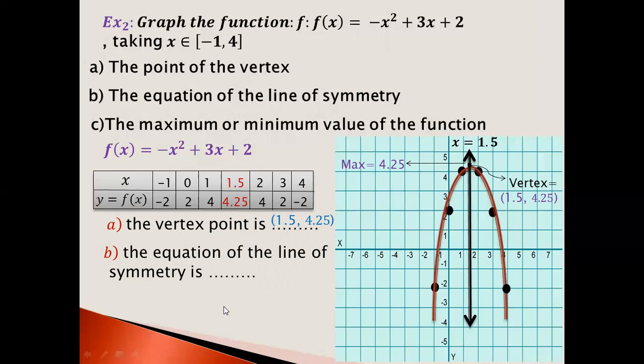Now we need to find the equation of the line of symmetry. As we said before, the line of symmetry is the line which divides the curve into two equal parts. So this is the line of symmetry. And this line cuts the x-axis at the element 1.5. That means the equation of the line of symmetry is x equals 1.5.